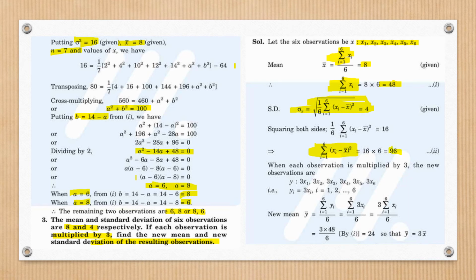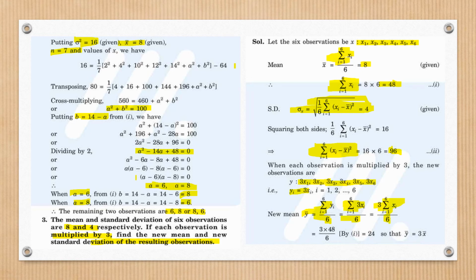Now when I multiply each observation with 3, it will become 3x1, 3x2, 3x3 and so on up to 3x6. That means yi is 3 times xi, right? So y bar is summation yi upon 6. So can I write yi as 3 times xi upon 6? Now 3 I can take outside because it's constant, and summation xi upon 6.